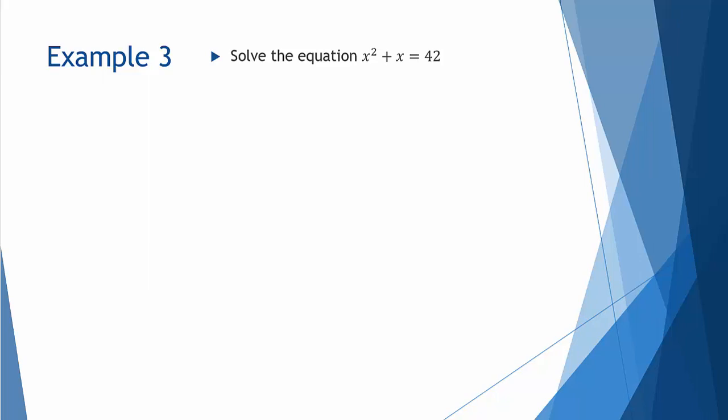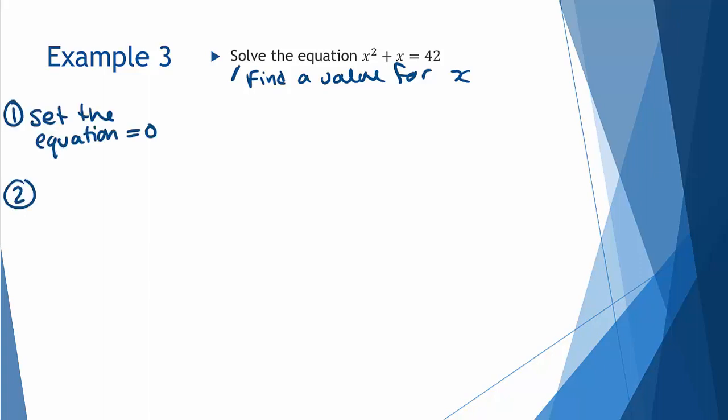For example 3, we're asked to solve the equation. In order to solve, what it's asking is to find a value for x. So what we're actually going to do is set the equation equal to 0, and then factor. In order to set the equation equal to 0, we need everything on one side. So right now the 42 is by itself on the right hand side, so we're going to subtract 42 from each side.